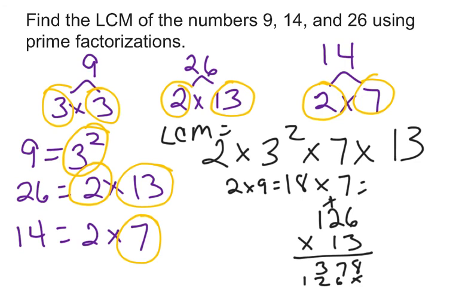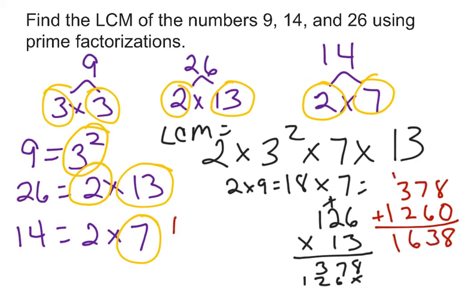I add up my totals, and I'm going to do this in a different color for you so you can easily see it. Nice bright red. 378, 1260. Or hold your spot with an X as well if you want. 13, 6, and 1. So my least common multiple of the numbers 9, 26, and 14 is 1,638.